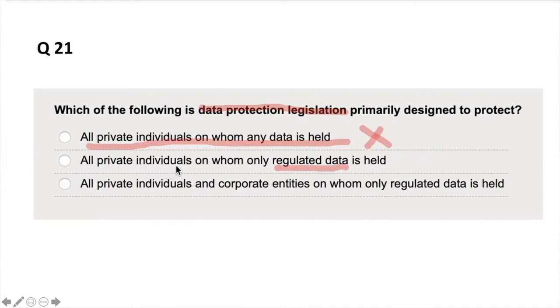All private individuals on whom only regulated data is held. That's important. That's why it's called the legislation. So companies need to be, of course, relevant to this regulation. It's a legislation, so it's got to have the word regulated in it. And finally, all private individuals and corporate entities on whom only regulated data is held. That would be good if it didn't have, of course, this word here, corporate entities, because data protection has to do with the individual.